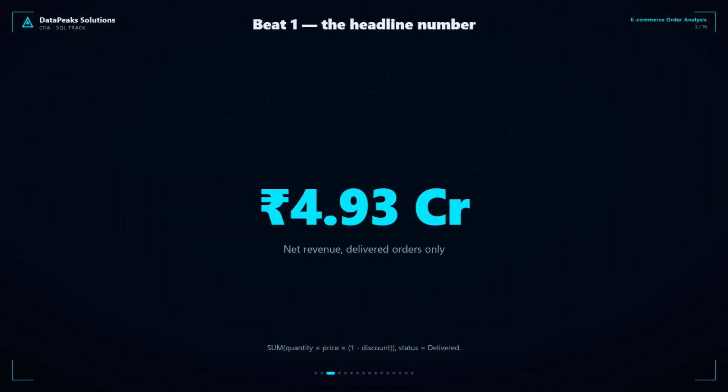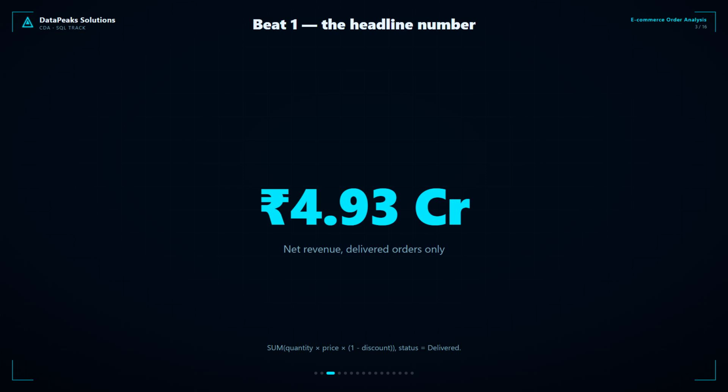4.93 crore rupees in revenue. But here's the question. How do you know it's the real number? In e-commerce, revenue isn't just adding up sales. We first remove canceled orders, apply discounts, multiply quantity by unit price, and keep only delivered transactions. With a single SQL query, we transform thousands of raw records into one reliable business metric.